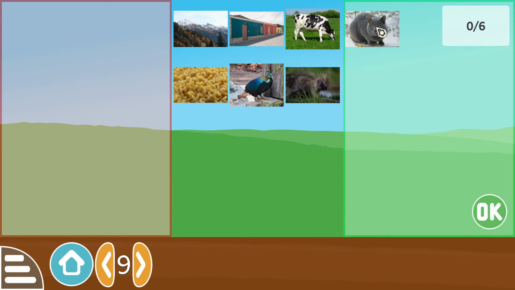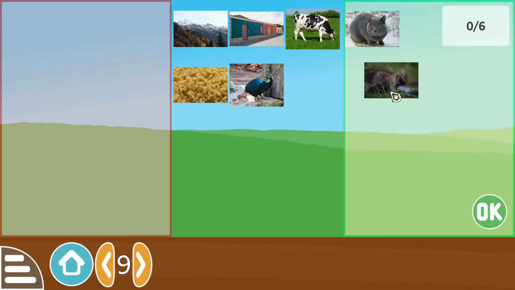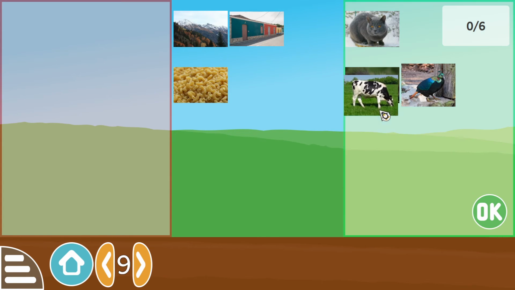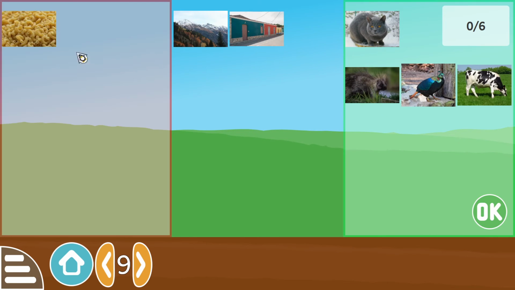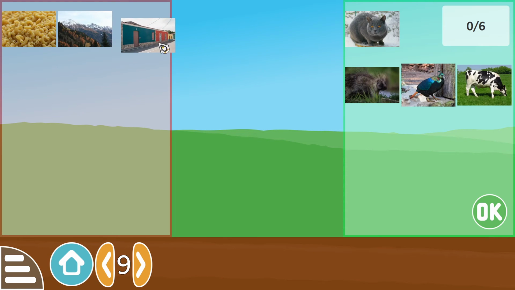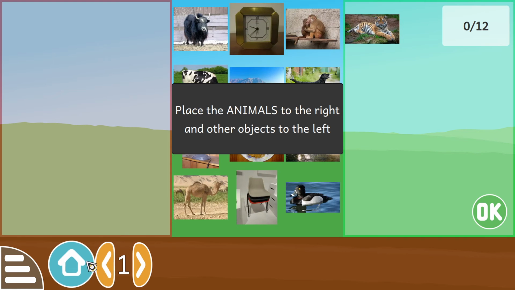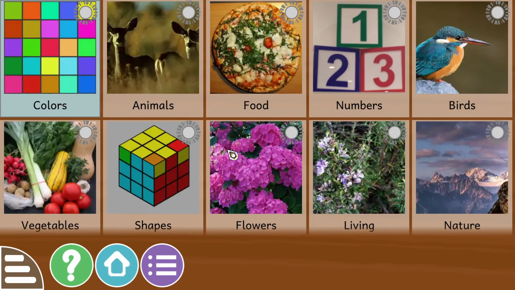And we've got a cat up here in the top right. So I'm not sure what that is. It might be a squirrel. That looks to be a lyrebird. And a cow. But macaroni, mountainside, and building are definitely not animals. And that does it for animals.